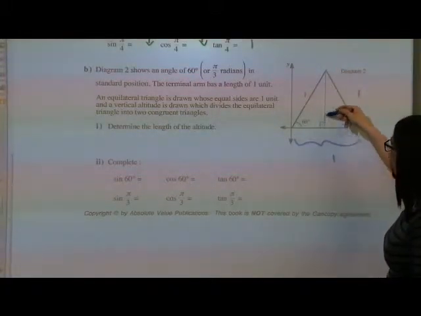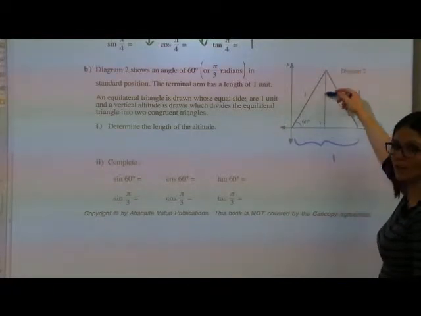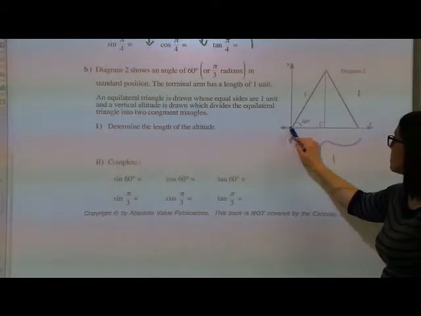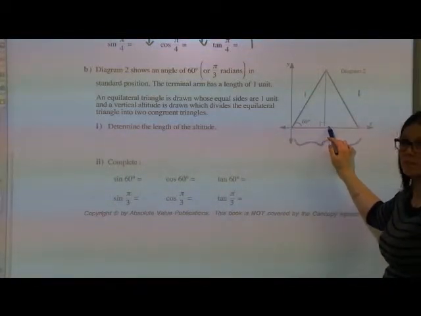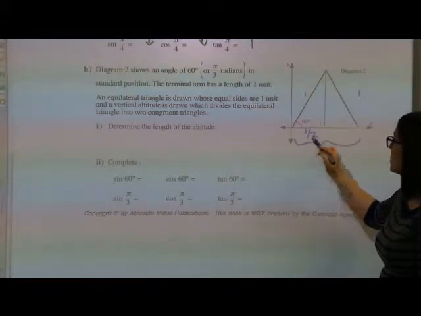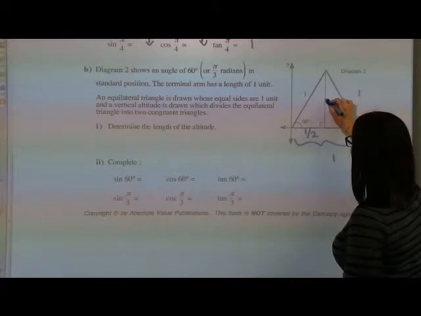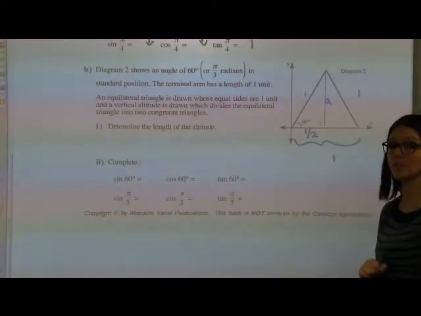But what do I know about this line here? What did it do to the triangle? Split it in half. So what's the measurement from here to here? 0.5 or 1/2. We'll leave it as a fraction. So now I can figure out this height here. We'll call it A for altitude.